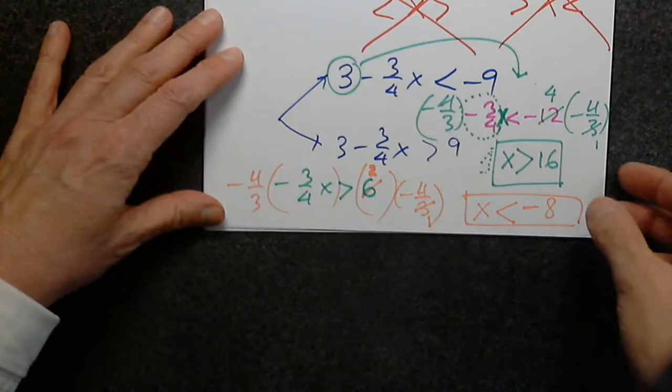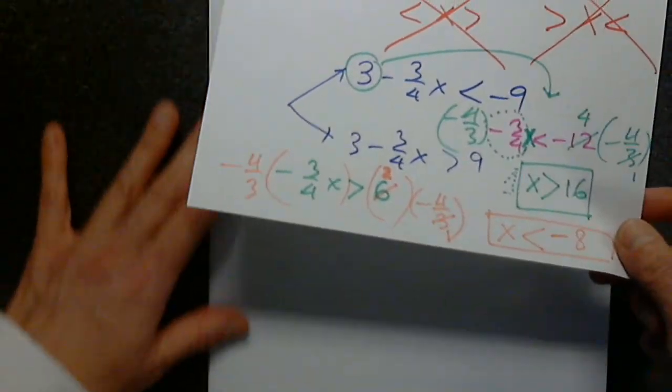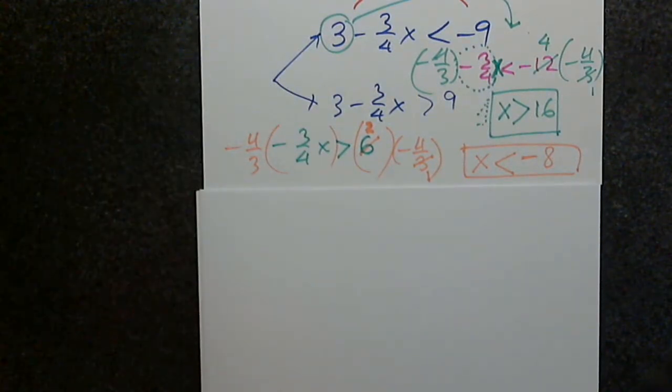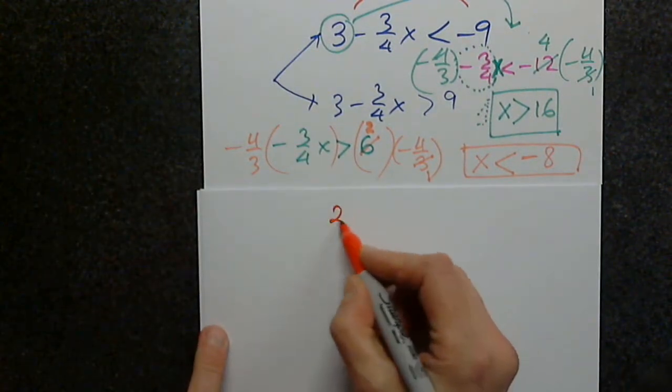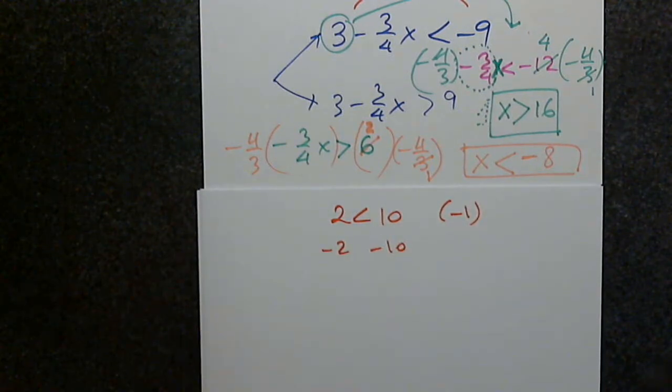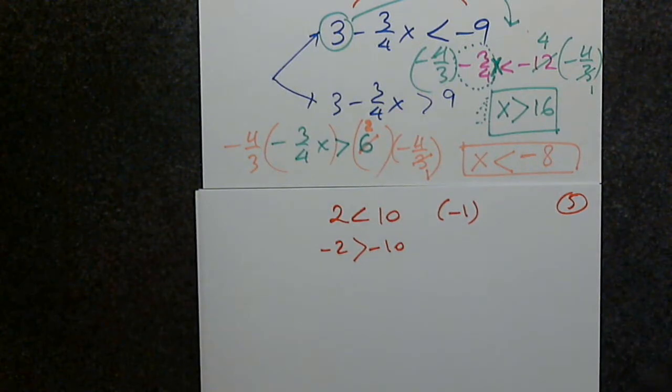Every time we multiply both sides of an inequality by a negative number, we have to switch the symbol. I can give an example. 2 is less than 10, if I multiply by negative 1, negative 2 is no longer less than negative 10. That's why we have to switch the symbol of the inequality when we multiply by a negative number.